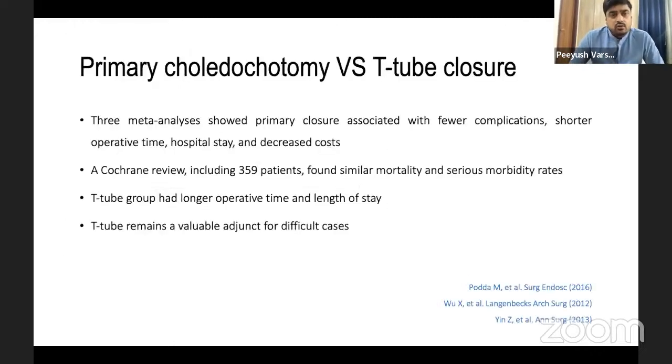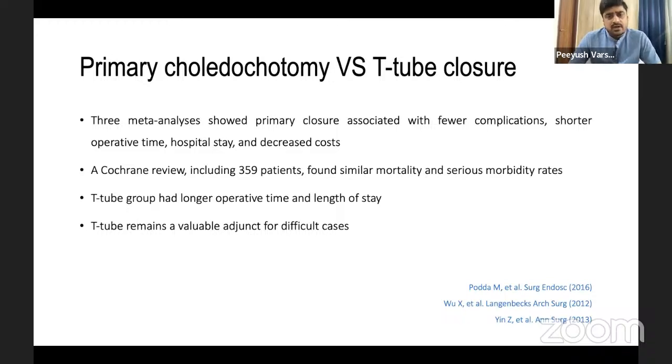So coming on to what to do in laparoscopic CBD exploration. There are meta-analyses which show that primary closure is associated with fewer complications, shorter operative time, shorter hospital stay, and decreased cost. It has been found to have similar mortality and similar morbidity in both procedures. So primary choledochotomy with suture closure is nowadays preferred.